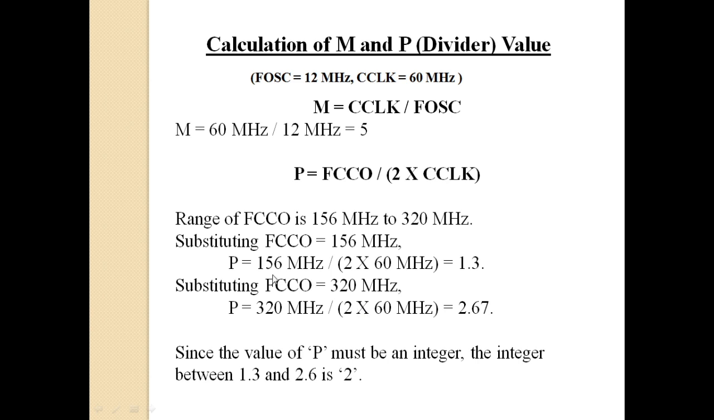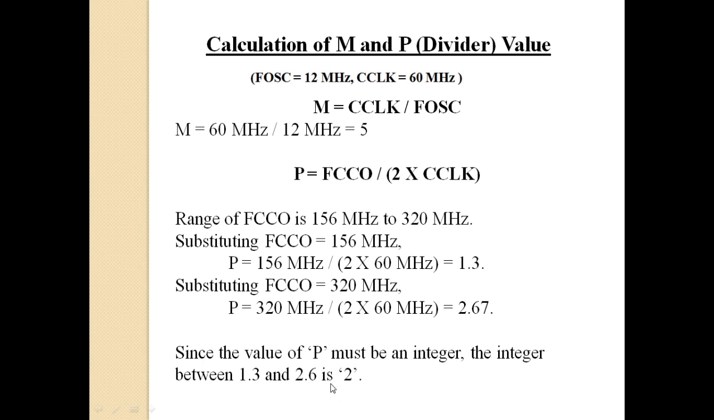So what does it mean? Your P should be within 2.67 and 1.3. M should be 5, so I got M as 5. P also should be an integer, and it should be within 2.6 and 1.3. There is only one integer between 2.6 and 1.3. What is that? It is 2. So if you want to get CCLK as 60 megahertz by connecting a 12 megahertz crystal oscillator, the value of M should be 5 and the value of P should be 2.